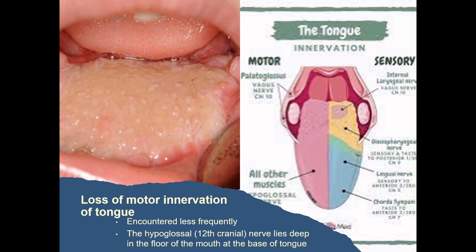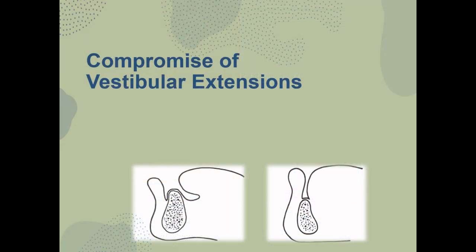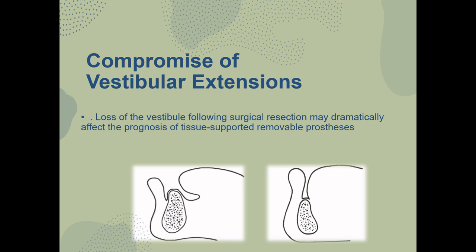The next diagnostic determinant is compromise of vestibular extensions. Now this is a frequently occurring problem resulting from mandibulectomy, and we know that normal vestibular anatomy is important in prosthodontics in order to allow extension of the prosthetic flanges for maximum support, stability and peripheral seal associated with retention. So when there is a loss of the vestibule, it will dramatically affect the prognosis of a tissue supported removable prosthesis as there is loss of normal border extension.